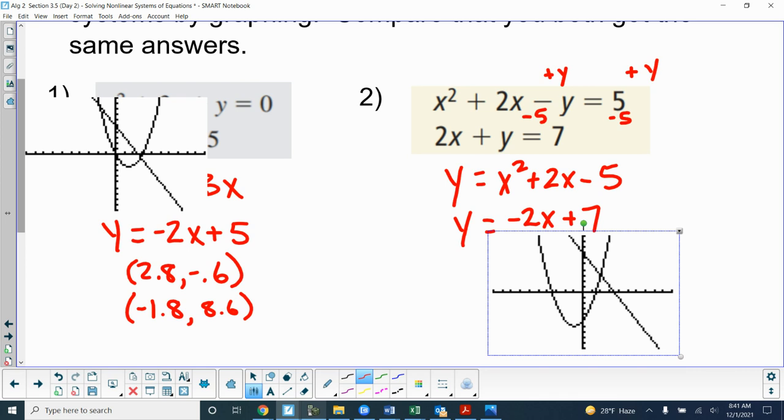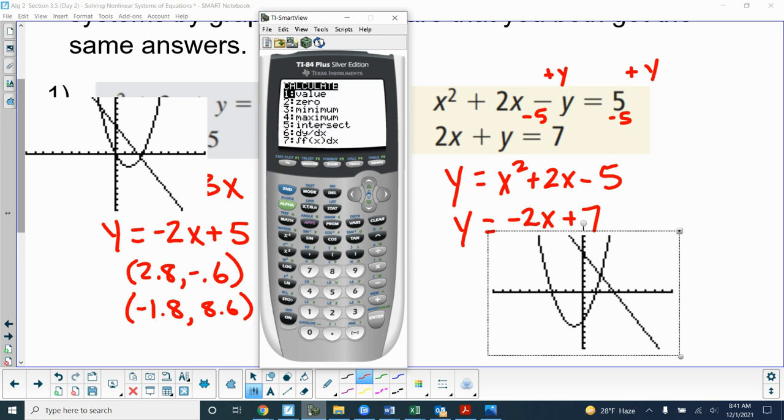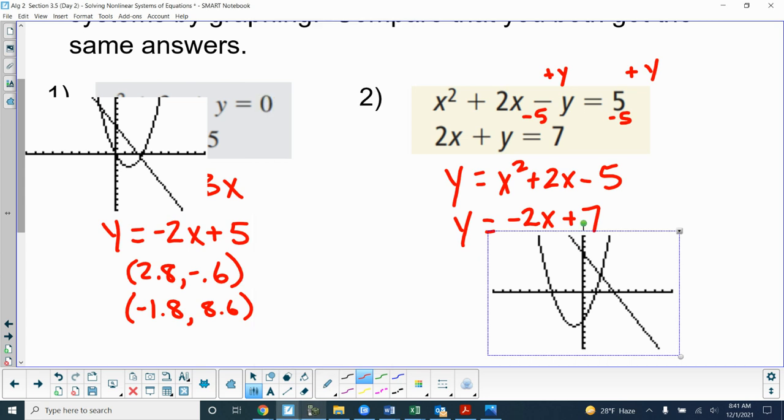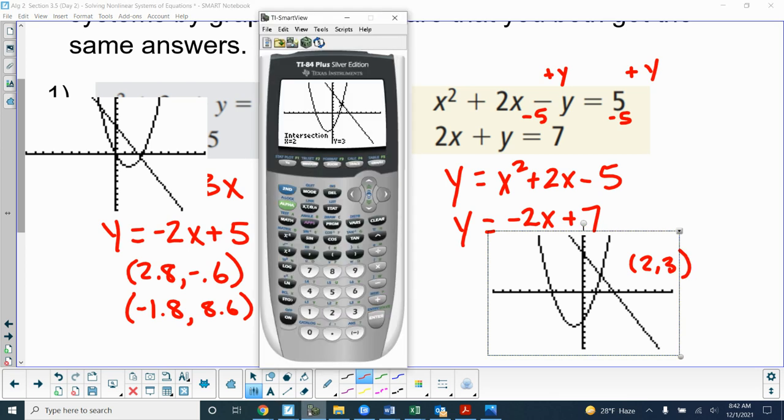All right. So hitting second trace again, number 5, for intersection. I'll get that one closer that we can see first. Hit this, once you get close, hit guess, or enter 3 times. 2, 3. And then the other one, we can't see it, which is okay. I'll show you something. All right, let's go move it around.